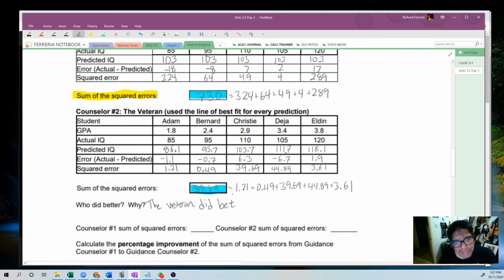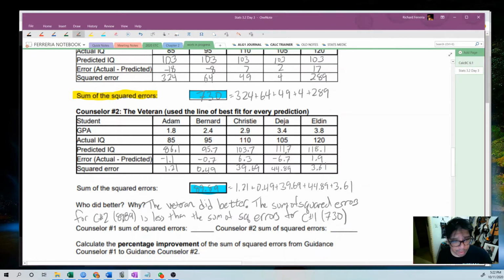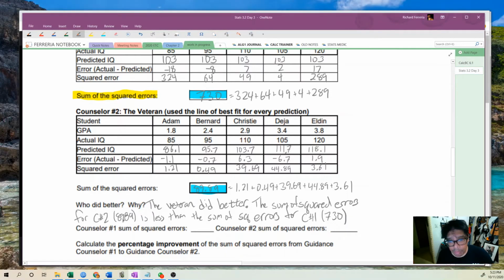Are there two T's in better? I think there are. Did better, and based on the numbers that we see in the blue boxes, the sum of squared errors for counselor 2 is 89.9, and it's less than the sum of squared errors for counselor number 1, who, by the way, had 730. Counselor number 1, squared errors, 730. Counselor 2, sum of squared errors, 89.89.